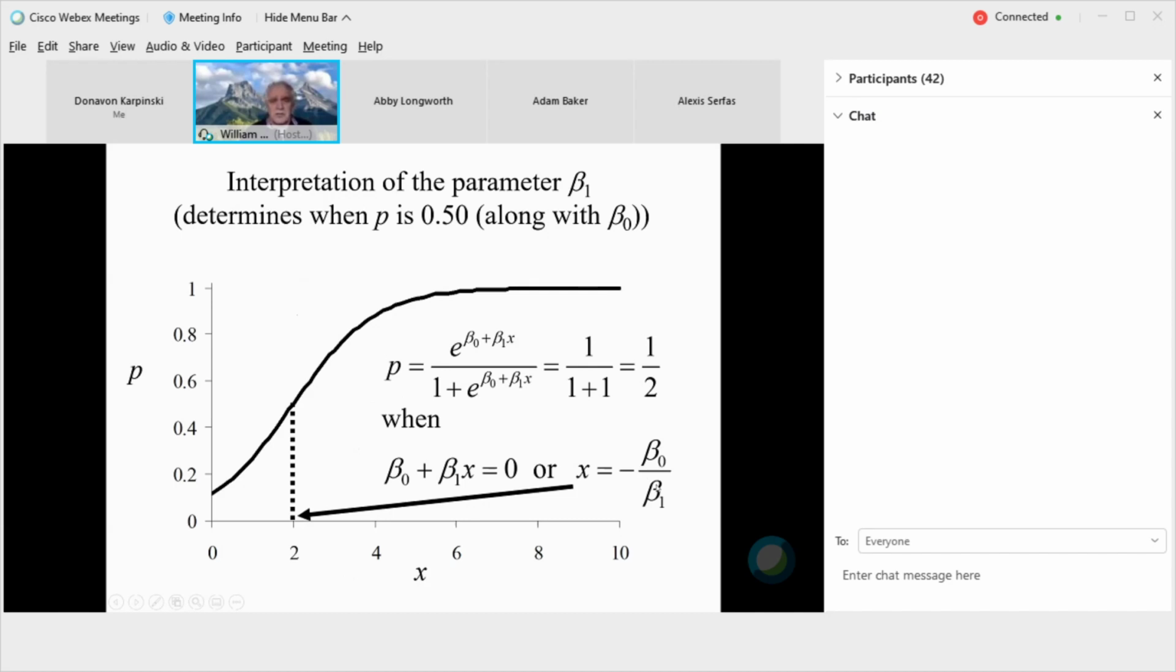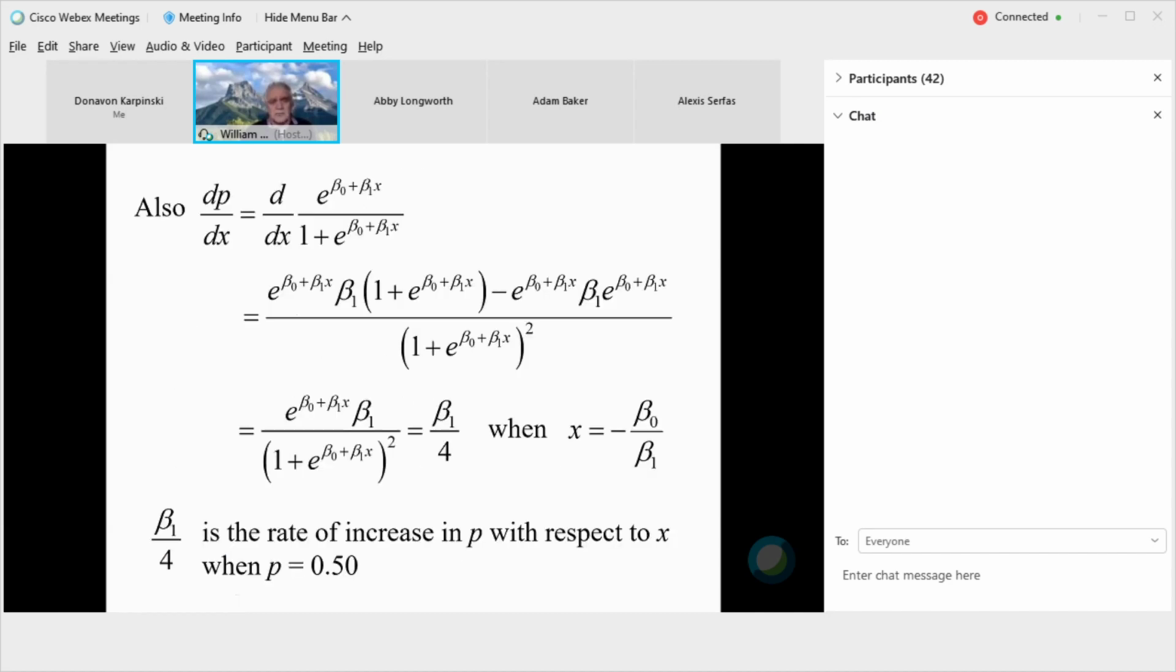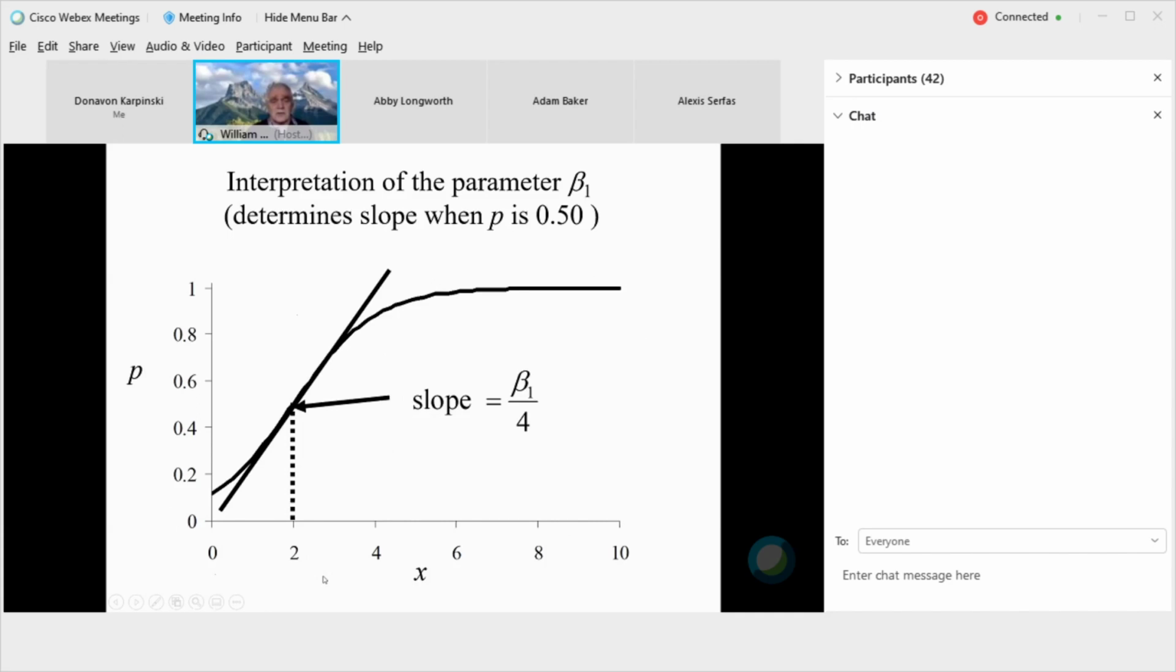Another interpretation of beta 1: using calculus, you can show that the derivative of P with respect to x is equal to beta 1 over 4 when P is equal to 1/2. So beta 1 over 4 is the rate of increase in P with respect to x at that point. It's the slope of the tangent line to the S-curve when P is equal to 1/2.